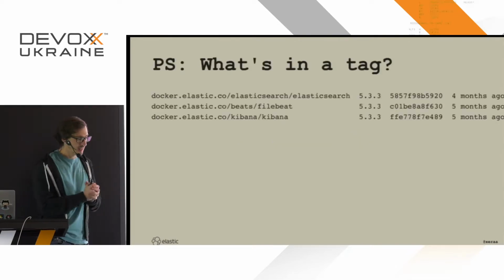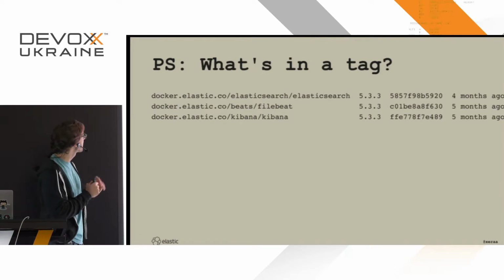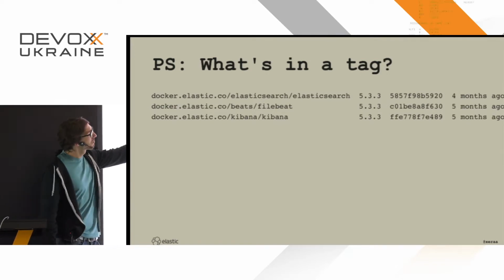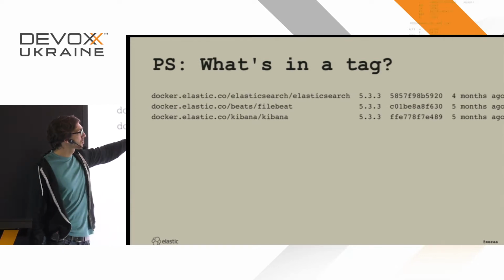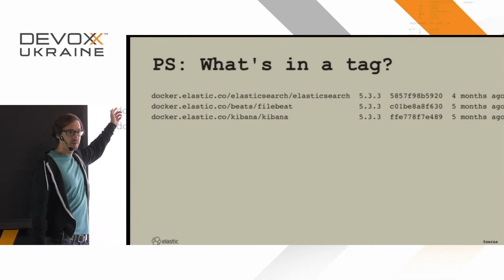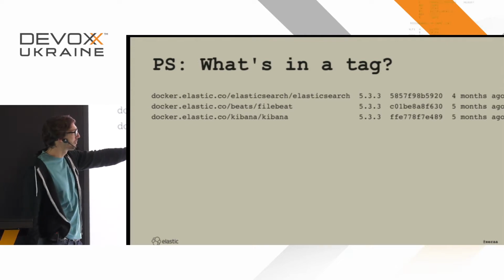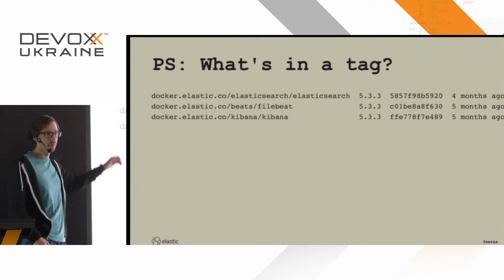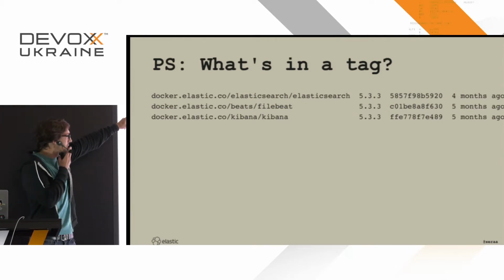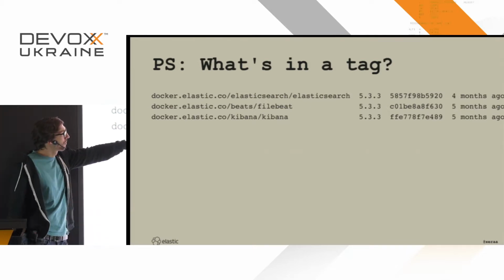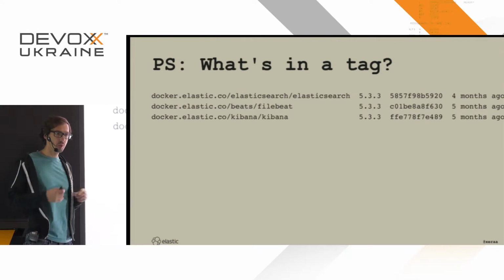By the way, what's in a tag? You can see something like that here. All of those are pretty old, but 5.3.3, for example, 2 of those were released 5 months ago, and 1 was released 4 months ago. And by now it would be probably 2 years and 5 months or so ago. They're all, sorry, the same version, though 2 of them are older than the other one. What did we do here?